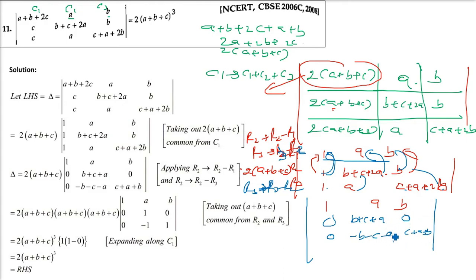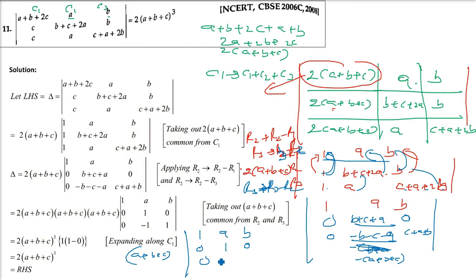Right. If you see the third row very closely, 1AB is already there. From the second row, we can take B plus C plus A common. And from the third row also, you can take B plus C plus A common. So from the second row, I have taken A plus B plus C. And from the third row, if you take the negative outside, it will be A plus C, B plus C.